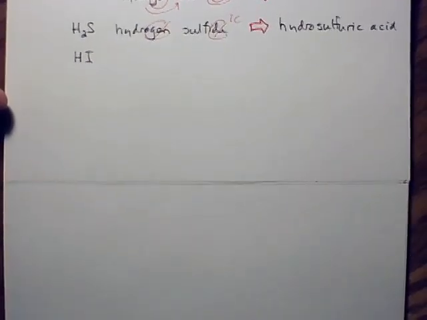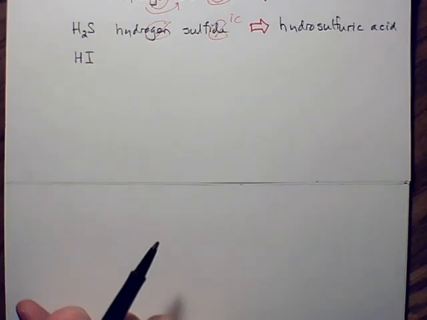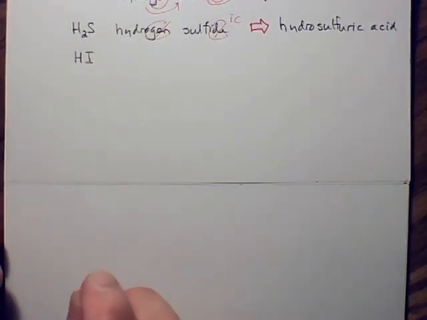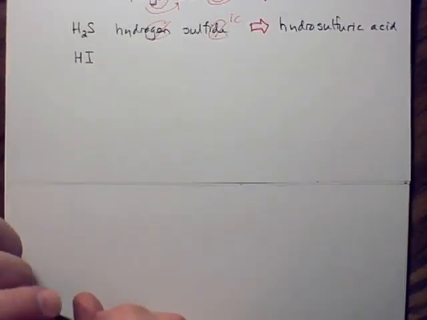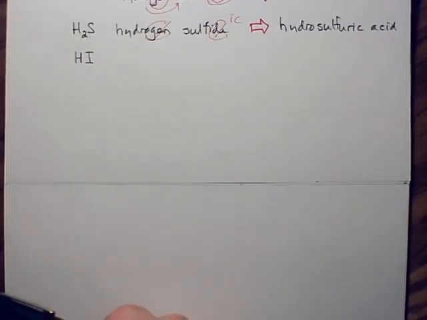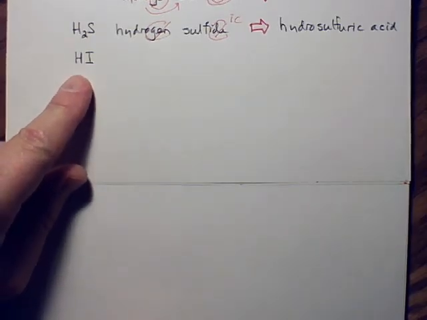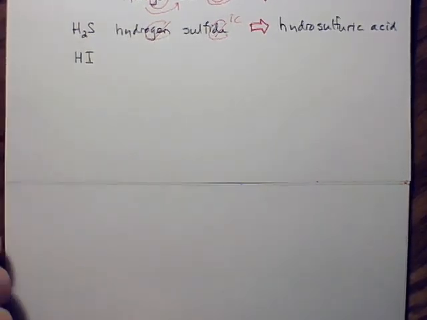Name it like an ionic compound, then change the name to be that of an acid. If it doesn't end with that IDE, can you still change it to IC? There is a case where you do that, but this is one that's going to have an IDE ending.